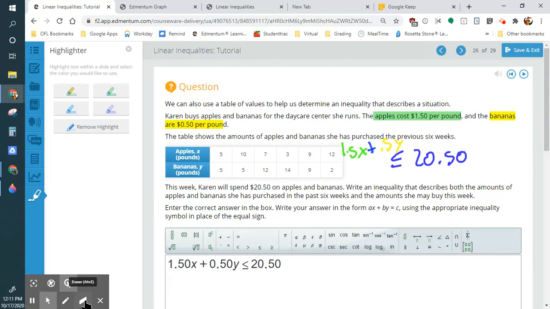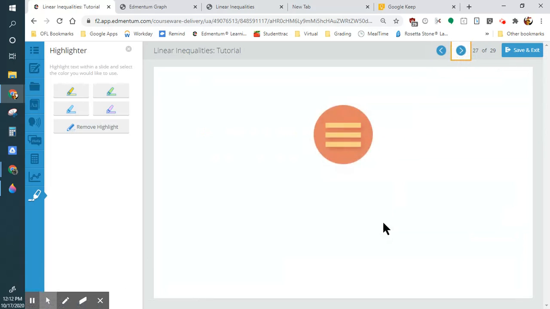Erasing it is Alt E. Oh, that makes sense. Alt E would be the eraser. Alt Z is erase everything. Alt Z. That doesn't appear to be working that well. All right, whatever. Still working out the kinks, apparently.